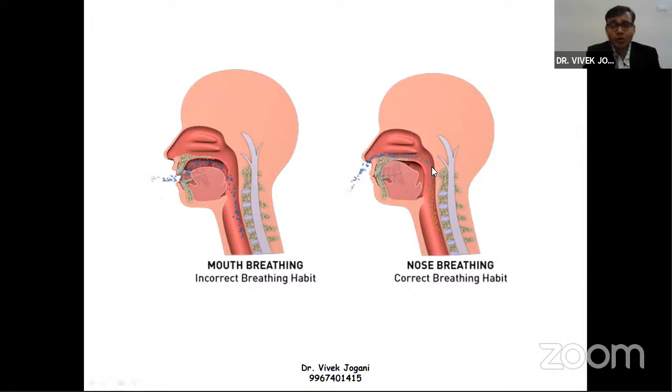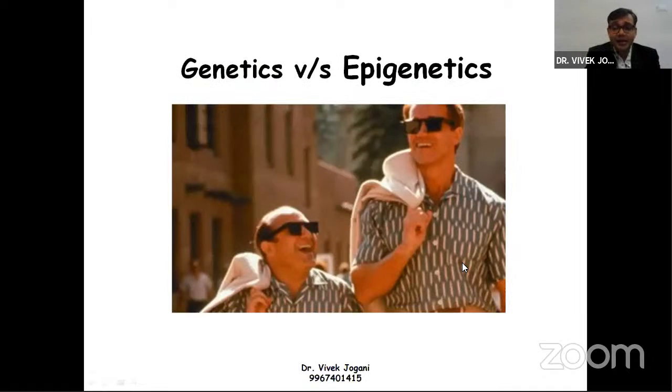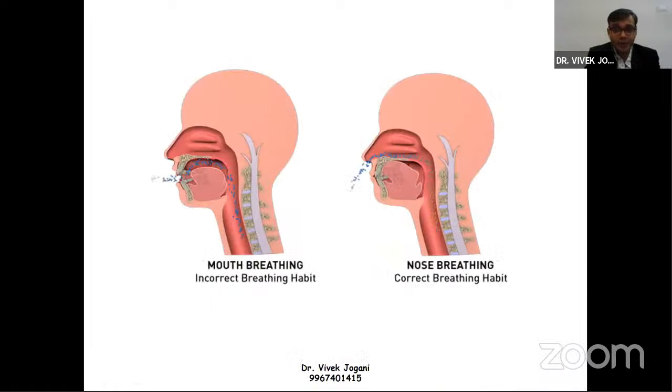Nature has designed the nose to breathe. This is the maxillary sinus, if you see on the screen. So nature has designed the nose to breathe air, and when you're breathing through the nose, the air is warm and filtered. It is filtered from the dust, allergens, and pollens, and that filtered, warm air, when it reaches the lungs, is utilized better by the body.